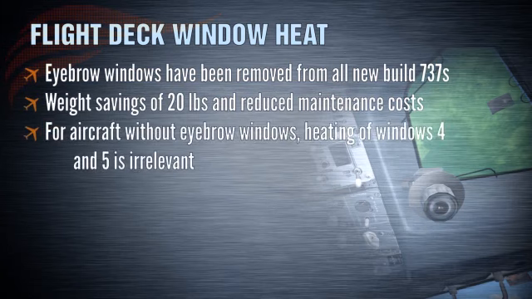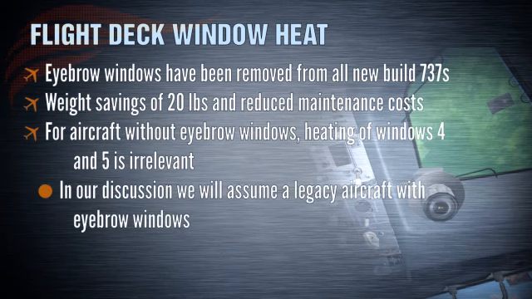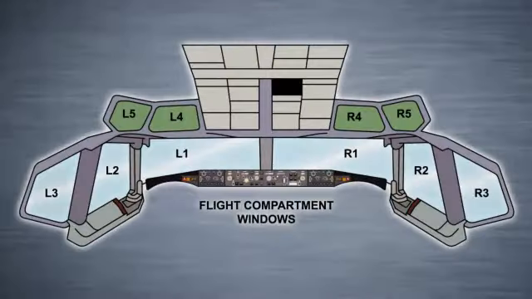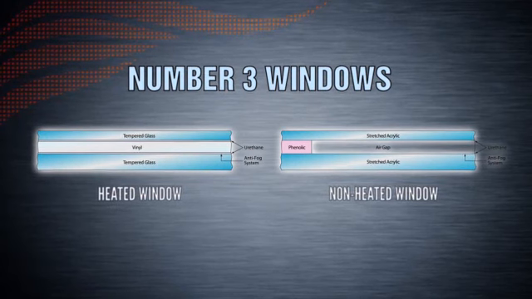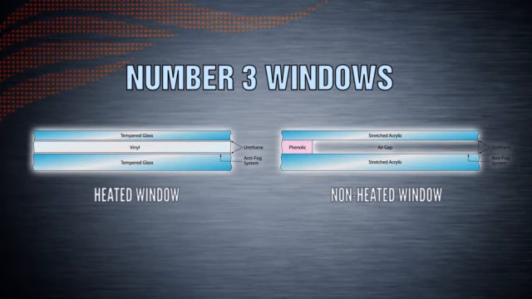For aircraft without eyebrow windows, heating on Windows 4 and 5 is of course irrelevant, but we'll still include them in our discussion of the system. Window heating is available on flight deck windows numbers 1, 2, 4, and 5. It is a customer option on the number 3 windows, so there are two types of number 3 windows available: heated and non-heated. The two types of number 3 windows are structurally dissimilar, so in our explanation of flight deck window heating, we will assume that the number 3 windows are heated.